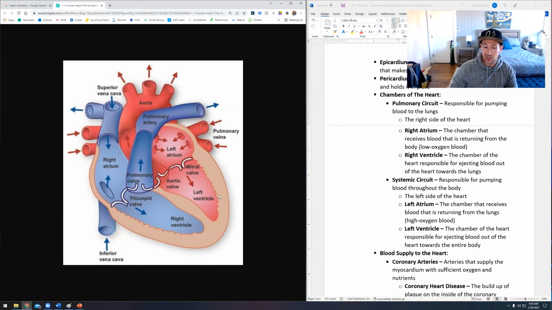Now the heart's going to contract. That's going to create a very intense lack of space here. And so now all those blood cells are looking for some place to go. Can they go back to the right atrium? No, this valve is closed. But this valve right here opens up. So that red blood cell gets pumped out over to the lungs.